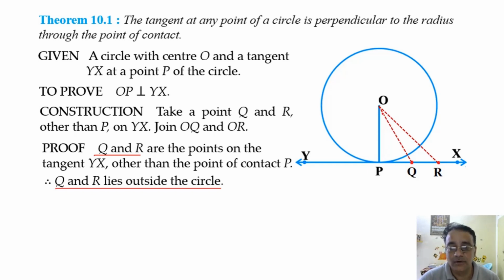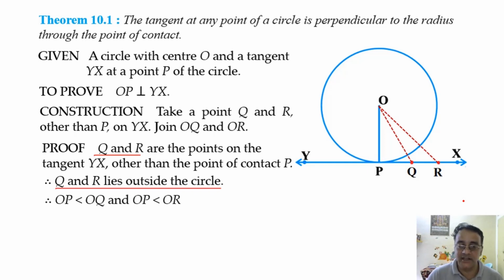OQ is greater than OP, and OR is also greater than OP. Or we can say that OP is less than OQ and OP is less than OR. Any doubt?